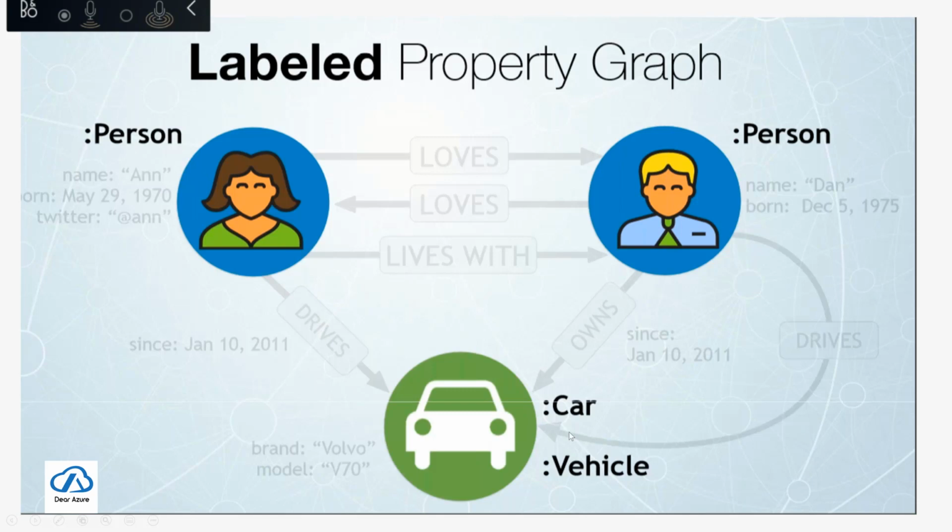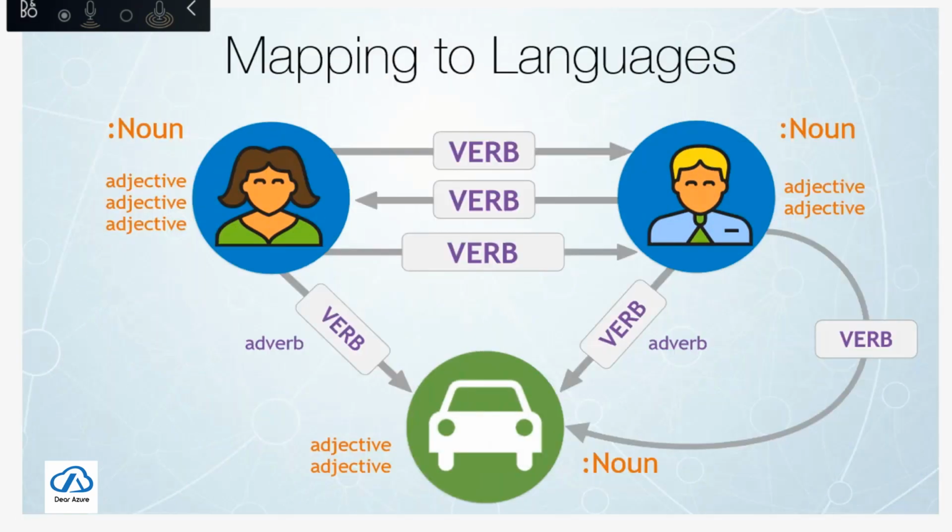Now, if we try to map it to the English language, the labels and your nodes will be nothing but nouns. The relationship will be nothing but a verb, whereas the properties associated with that person would be the adjectives, and the properties associated with the verb would be adverbs.